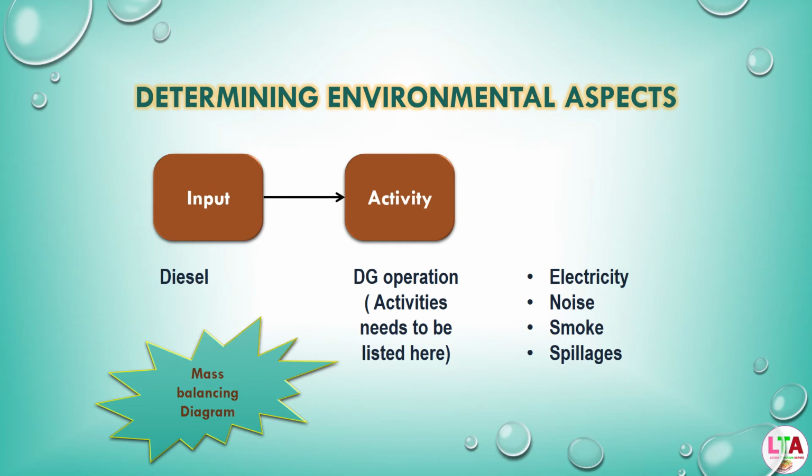I have given an example for DG operations. For DG operation, the input we give is diesel. Diesel is given, a set of activities is performed in the DG, and the output we get is electricity. The 100% of input is converted into 99% or 80% of output, that is electricity. Other than that, we have some losses in the form of noise, smoke, spillages, etc. It is based on the process. The wastages, the source or the migration pathway may differ. The losses will be there for each and every process.